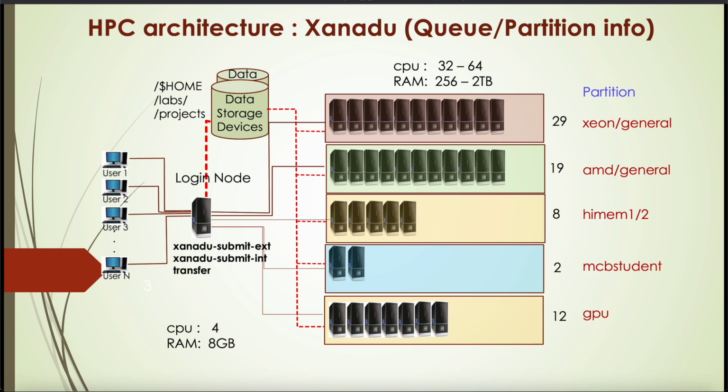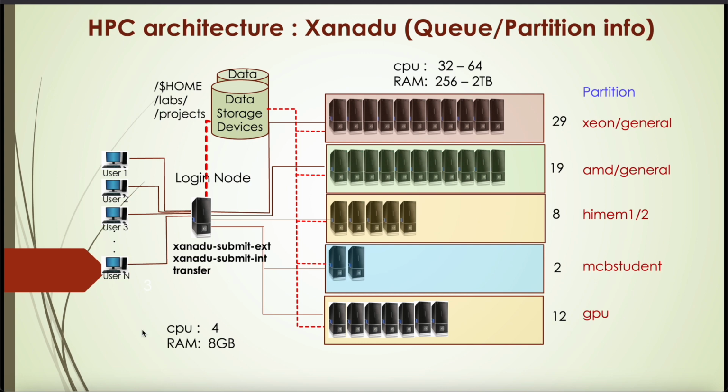Then I introduced you to the basic layout of the Xanadu cluster and the different partitions available on it. I also talked about the login node or submit node. Those are three distinct nodes. The first two, Xanadu submit external and Xanadu submit internal, are for logging into the cluster to use the resources, whereas the transfer node is in place for transferring data in and out of the cluster.